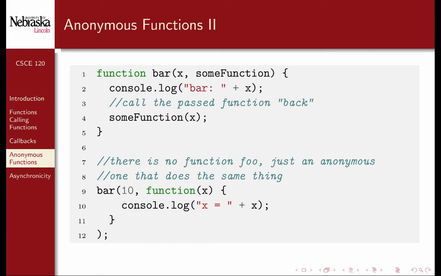Here's the same example from before. But instead of passing foo as a function, we pass in an anonymous function here. The function has no name. We simply use the keyword function. It takes a value x and simply prints it out. Now when we invoke bar, the same behavior is observed, but there is no foo function anymore.